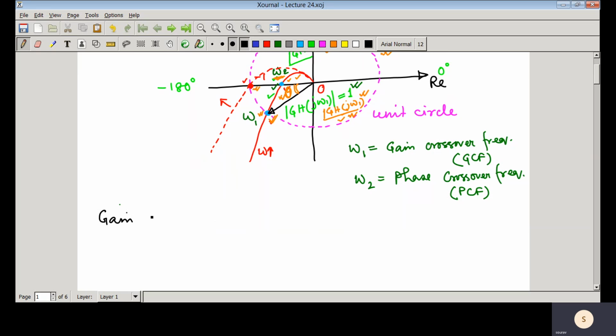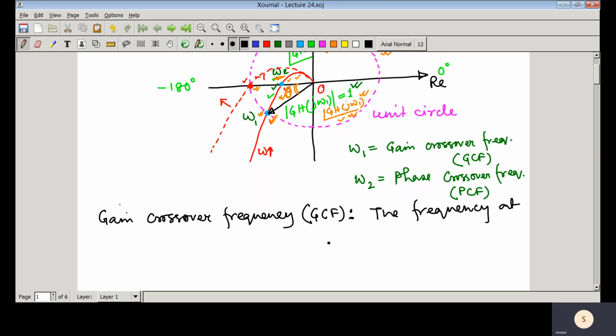So gain crossover frequency, abbreviated as GCF. What is that? The frequency at which, if we find that gain, that means G(jω) loop gain, that would be equal to 1. So in this figure, W1 is that gain crossover frequency. You can see that at W equal to W1, this Nyquist plot crosses the unit circle, and as it is a unit circle, the radius is equal to 1. That means that gain would be equal to 1.